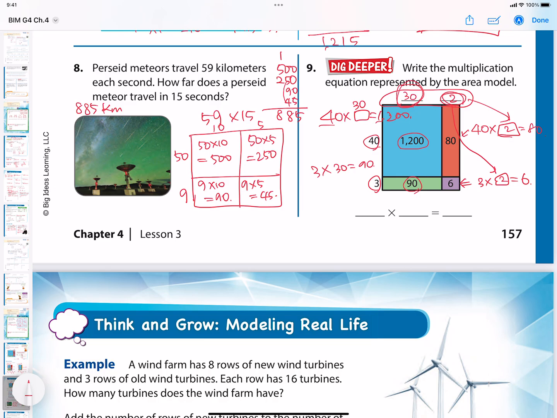So this is going to be 30. So the multiplication equation will be 40 plus 3, which is 43. They split that into 40 and 3, right? And the column is what? 32. Makes sense? And they split that into 30 and 2. Okay, let's add them all together. 1,200 plus 90 plus 80 plus 6. 6, 17, carry 1 up, 3, 1,376. All right. Okay, last page.